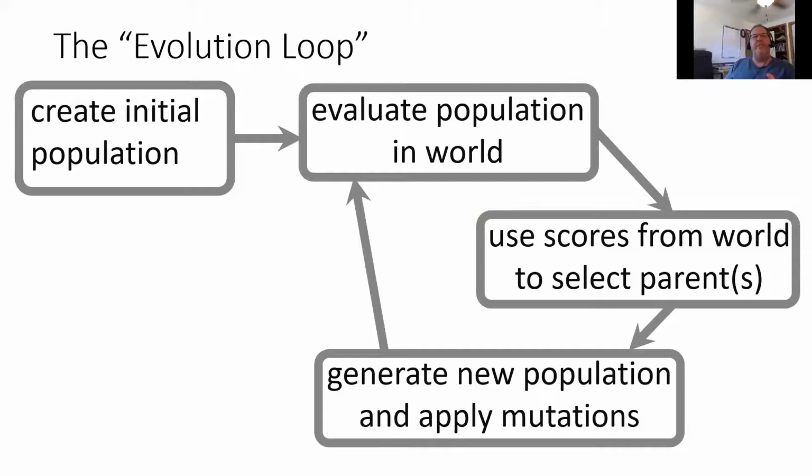Generally speaking, we use a standard evolution loop. You create an initial population, evaluate the population in the world, use scores from the world to select parents, generate a new population, apply mutations, rinse and repeat until you either run out of time or you get the result you want.